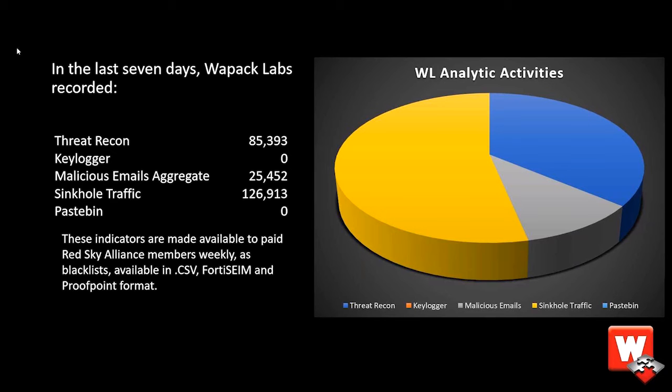And these collections include our Threat Recon, keylogger, and malicious emails, and our sinkhole traffic. And the numbers on the slide indicate the new indicators in the respective collections. And these indicators are available to paid Red Sky Alliance members weekly, as well as our blacklists, which come in CSV, FortiSIM, and Proofpoint formats.